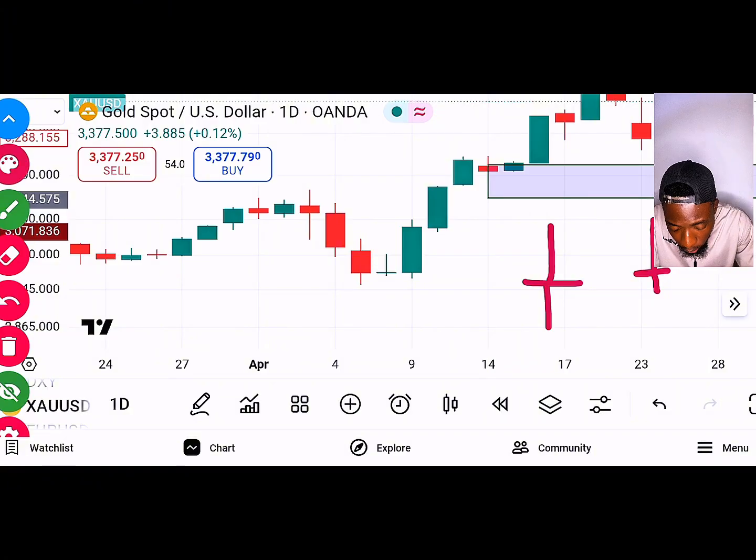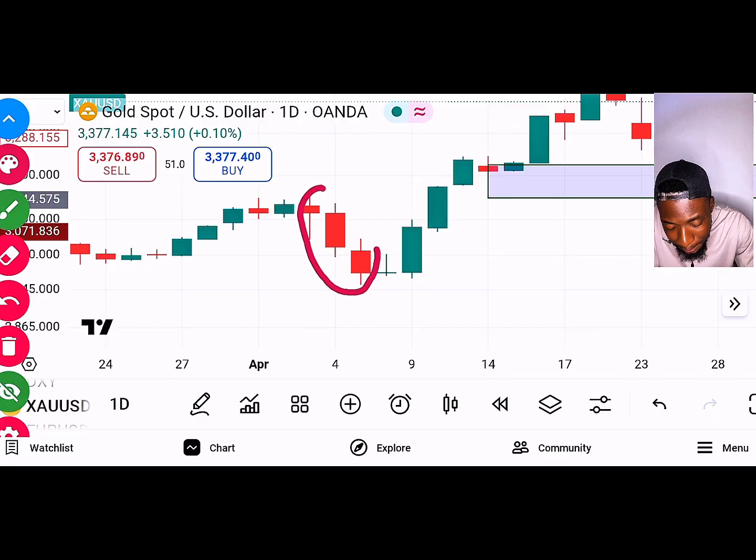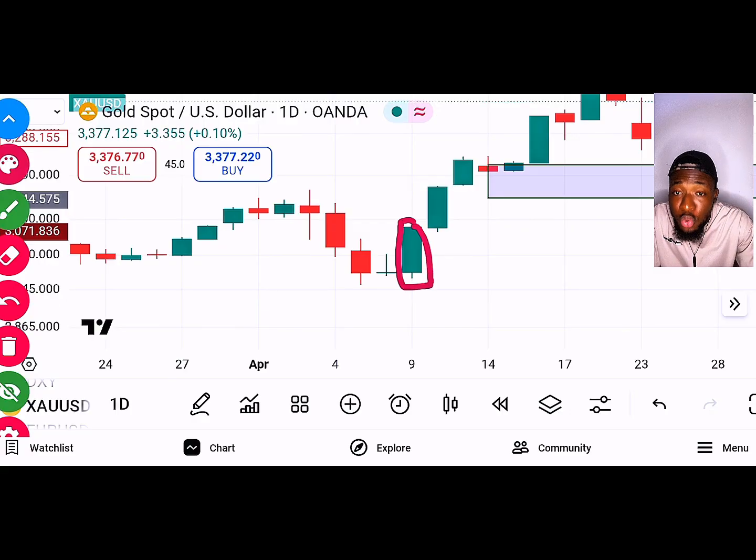If we were to interpret this, the sellers were pushing the market down, but it got to this point, the buyers tried to push it up, the sellers rejected. But the fact that the sellers were in control before means that now they have lost power. There's indecision, meaning the buyers are stepping in. After that, what happened? A good bullish candle with a good body.